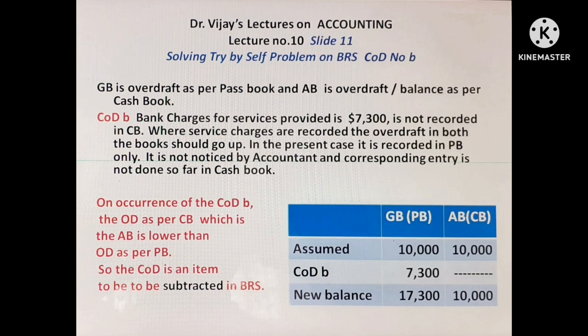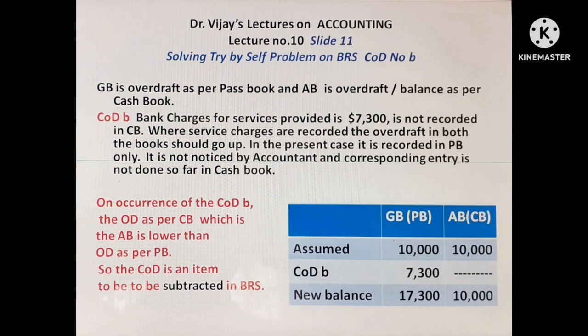Where service charges are recorded, what will happen to overdraft? Overdraft will go up in both the books. But in the present case, it is recorded only in passbook, not recorded in cash book. So in cash book, the overdraft remains a lower amount. In passbook, overdraft remains a higher amount. The balance to be arrived is cash book balance. It remains a lower amount, so the item is to be subtracted.